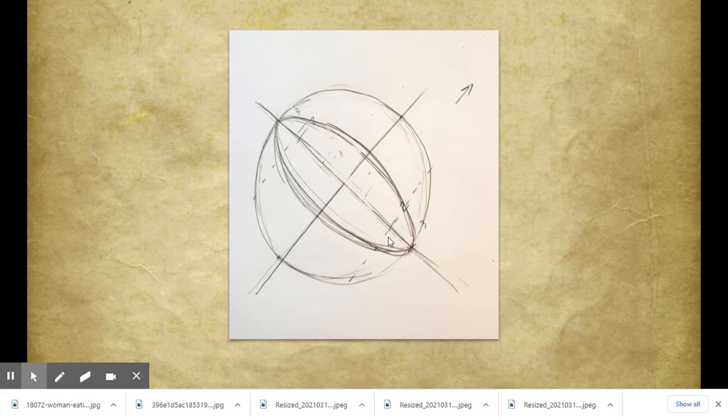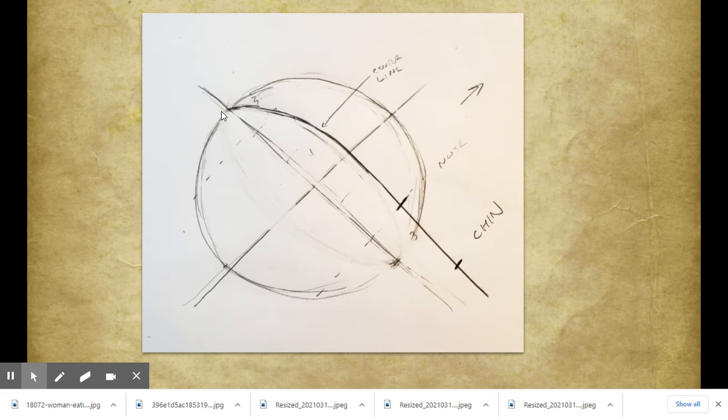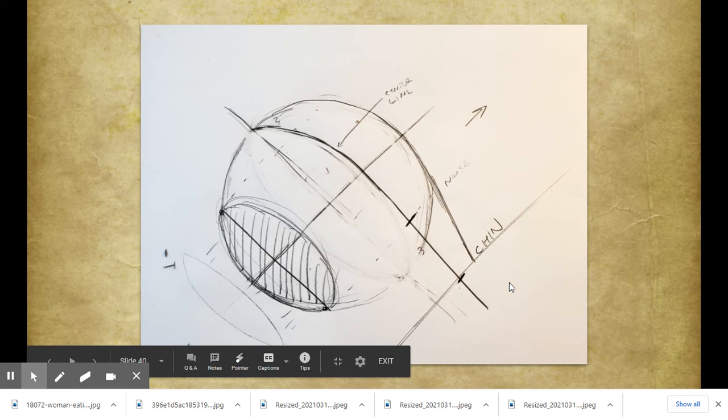We make our ellipse. Vamos a hacer el oval. Just like we did before, touching here and here. Ponemos la línea de la cara. We make our face line that comes right down like that. Whoops, sorry.